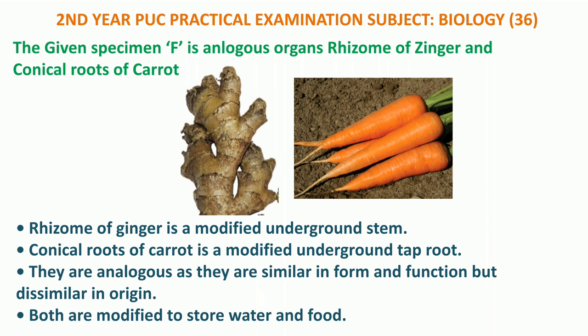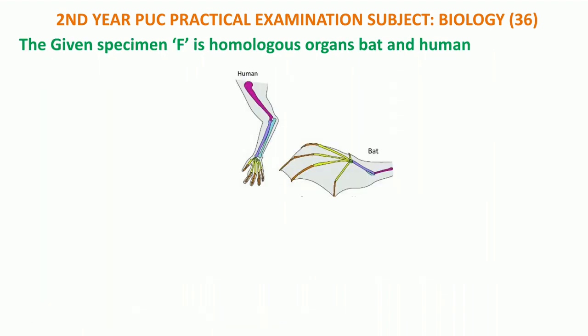And the points for this: the rhizome of ginger is a modified underground stem, and the conical roots of carrot are a modified underground taproot. They are analogous as they are similar in form and function but dissimilar in origin. Both are modified to store water and food. So these are the points you have to write in the answer, but no need to draw the diagram.